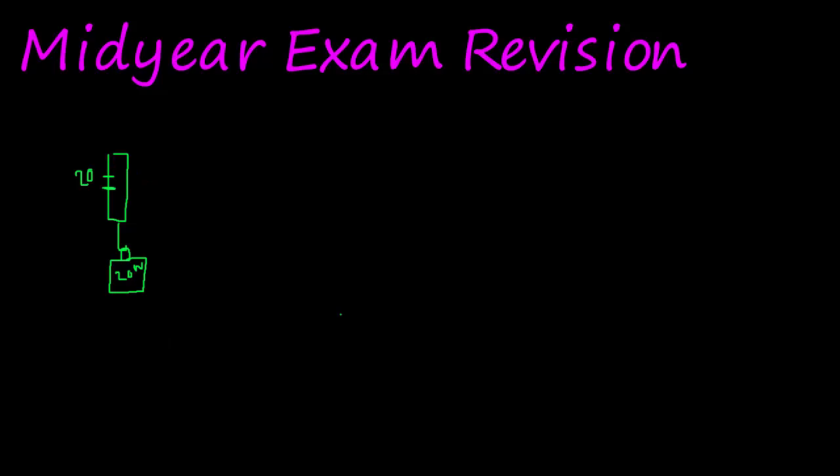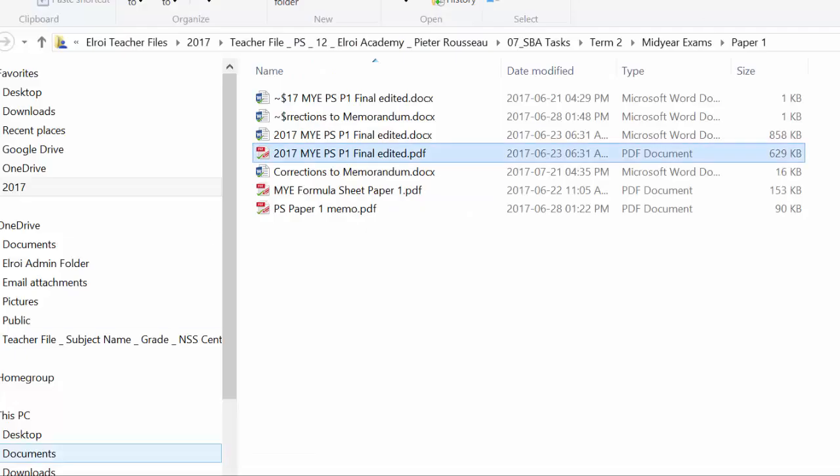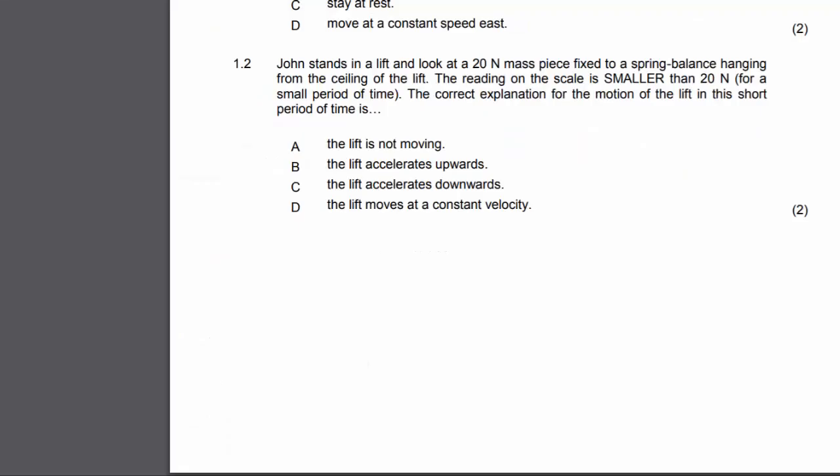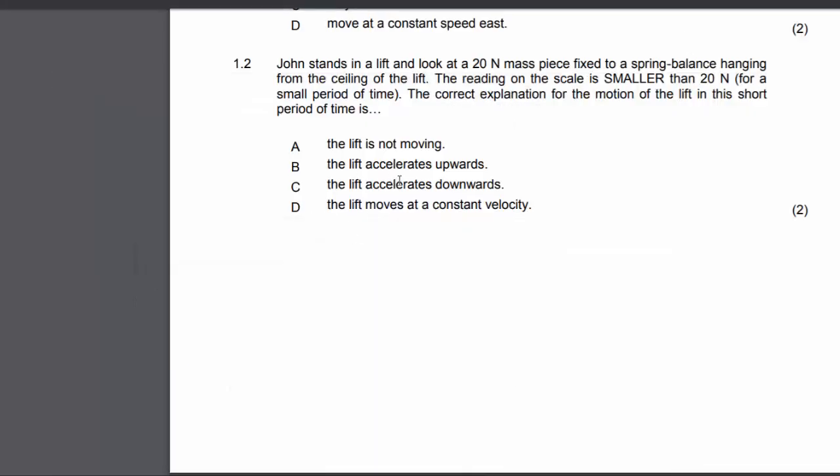So now the question is asking, the correct explanation for the motion of the lift in this short period of time is: is the lift accelerating upwards, is it accelerating downwards, or does the lift move at a constant velocity? If the lift was not moving, then it would have read 20 Newton. So it's definitely not that one.